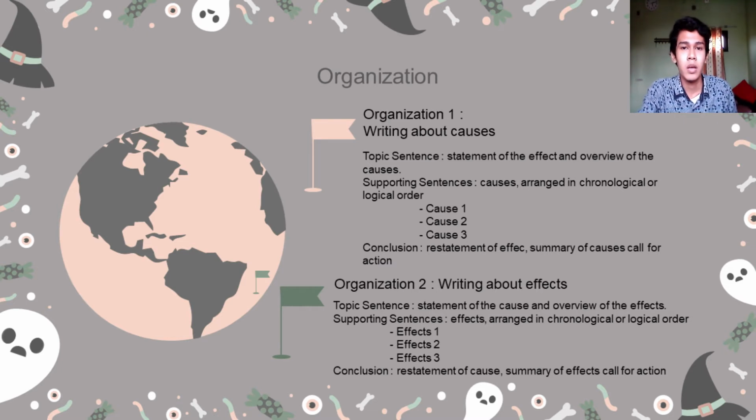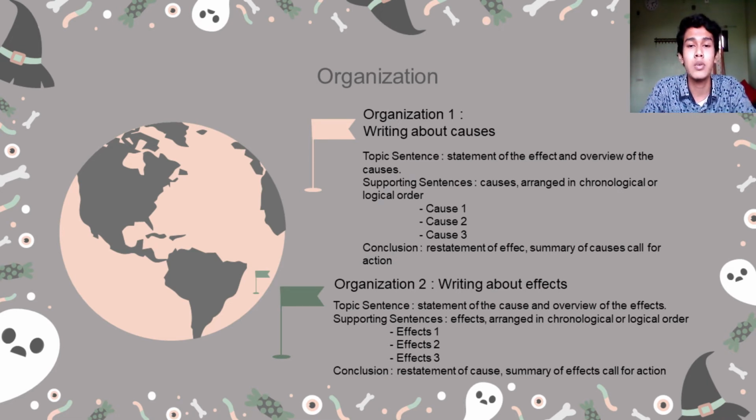Organization. There's organization 2 and 1. If you're writing about the causes, the topic sentence should contain a statement of the effect and an overview of the causes. And the supporting sentences should contain causes arranged in chronological or logical order. There's cause 1, cause 2, and cause 3. And the conclusion has a restatement of effect, summary of cause, call for action.